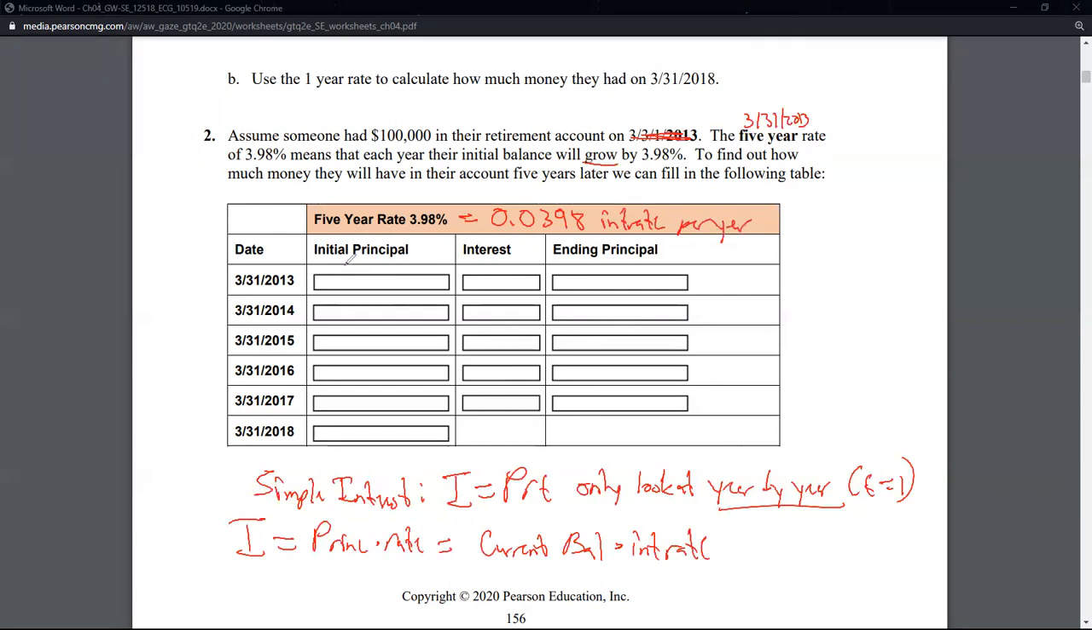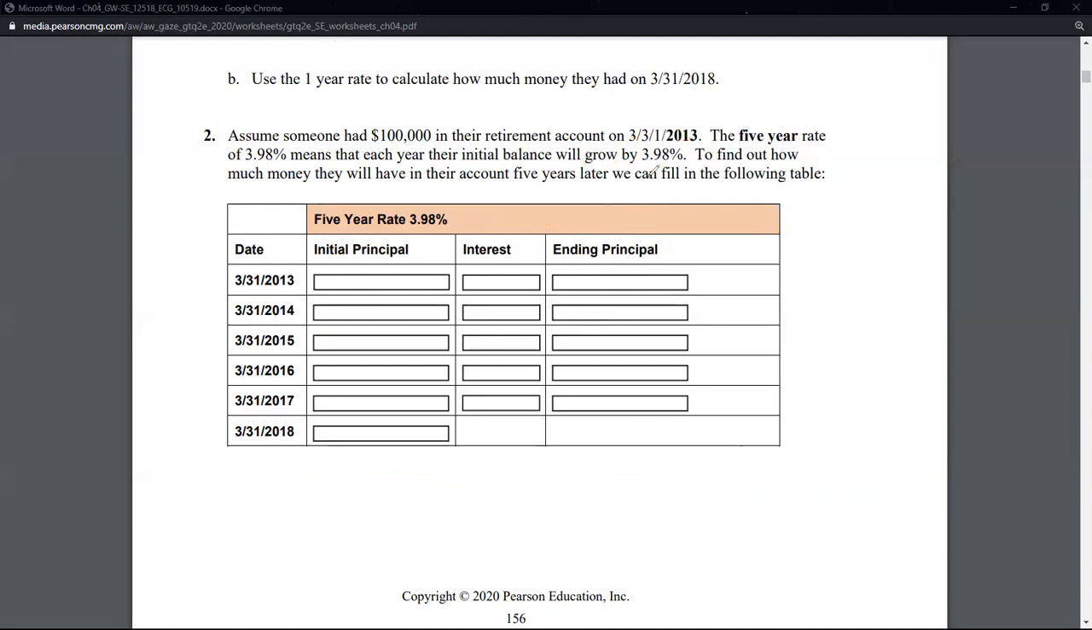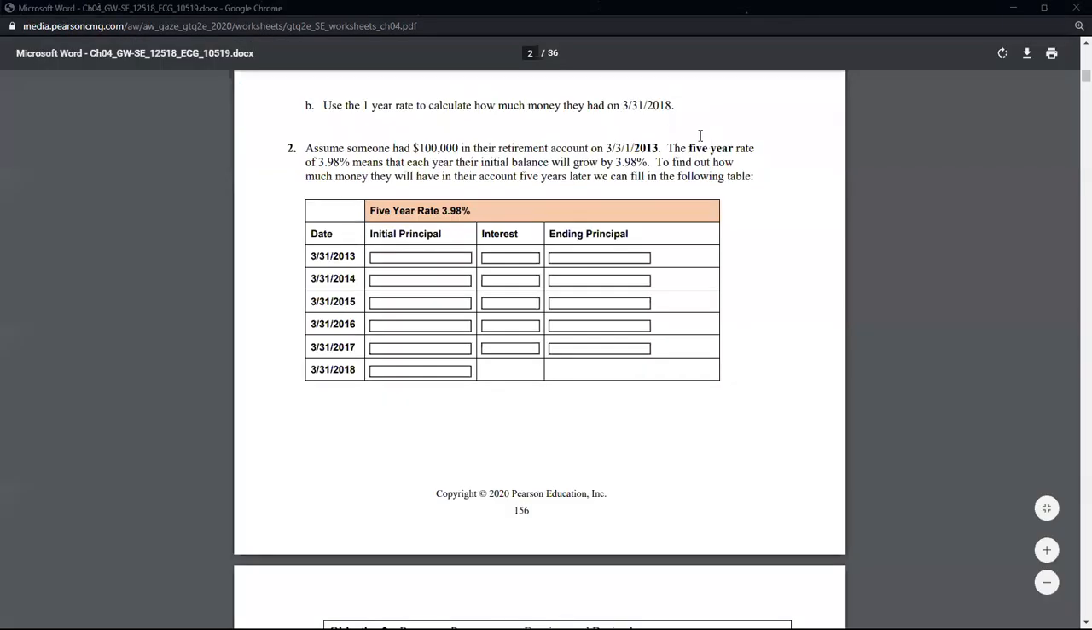So we just take the principal, or the current balance, excuse me, the $100,000 times the 0.0398 to find the interest. So for this block, I want to clear my screen. This is why I don't like writing on this thing usually, but I tried and I failed.